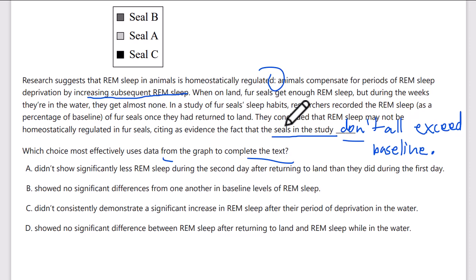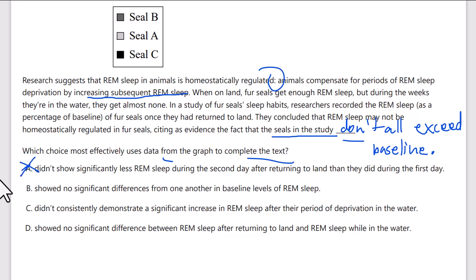A. So they determined these seals did not need the extra REM sleep, based on the study, didn't show significantly less REM sleep during the second day after returning to land than they did during the first day. So the fact that the seals in the study didn't show significantly less REM sleep during the second day, I'm not sure that really even proves our point. So they compensate for deprivation by increasing subsequent REM sleep. It didn't say that it happens all in one day, so I don't know as though this is relevant.